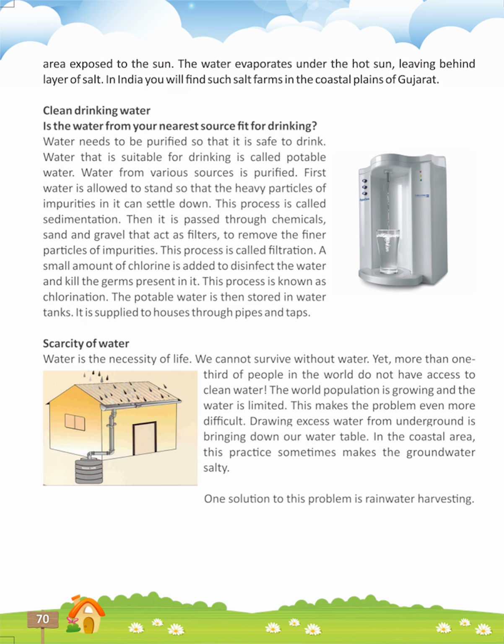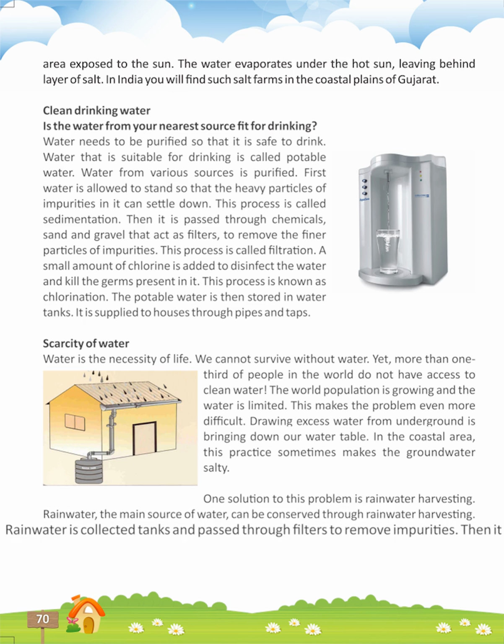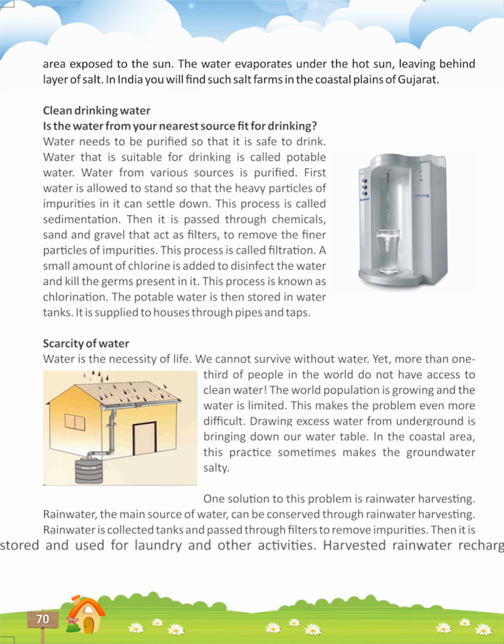One solution to this problem is rainwater harvesting. Rainwater, the main source of water, can be conserved through rainwater harvesting. Rainwater is collected, tanked and passed through filters to remove impurities. Then it is stored and used for laundry and other activities. Harvested rainwater recharges groundwater. This technique helps to reduce scarcity.